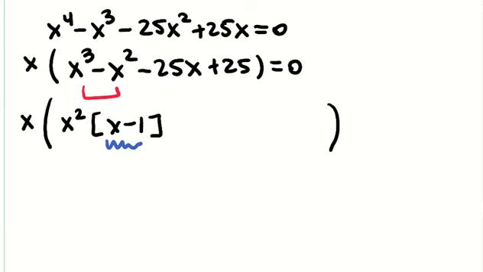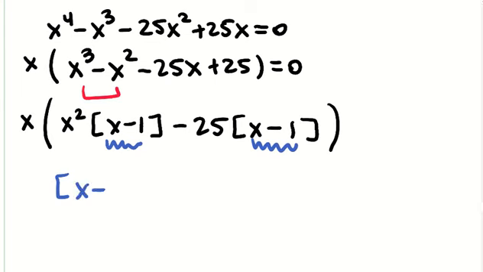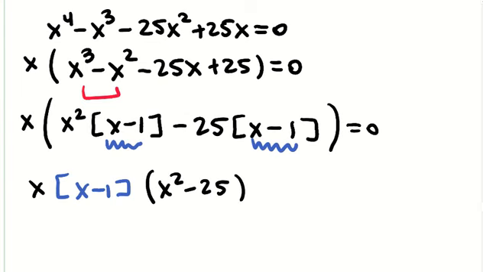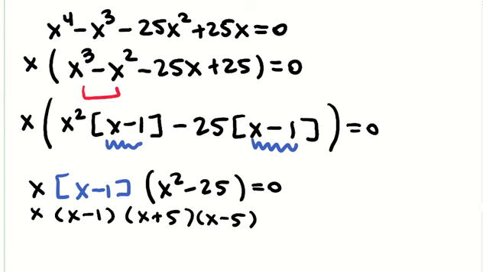I'm going to have to go back and factor out a negative 25. And then I'm left with an x and a negative 1. So then these are the same. And so then I factor out that x minus 1. I still have this x over here, and I'm still going to be left with an x squared minus 25. Now, this is still all equal to 0. And x squared minus 25 is x plus 5, x minus 5.